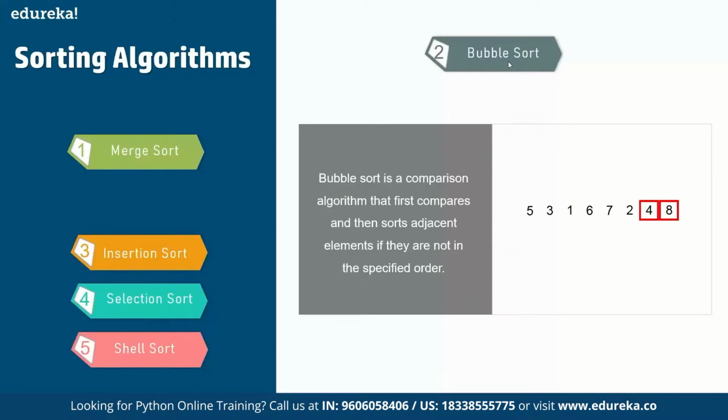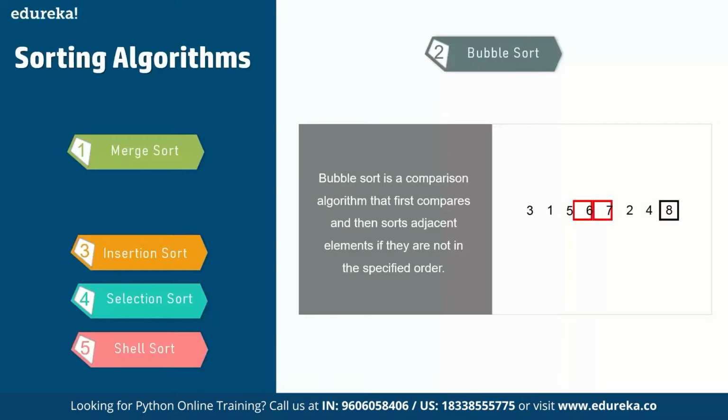Then we have the bubble sort. So bubble sort is basically a comparison algorithm that first compares and then sorts the adjacent elements if they are not in the specified order. That is what we refer to as bubble sort.